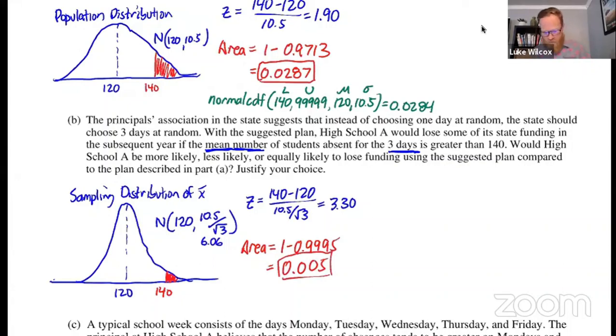Now, very important here, we need to make sure that we answer the question being asked, which is we want to know if it's more likely, less likely, or equally likely to lose the funding. Well, this probability we got here is much, much smaller. So we want to make it very clear here that the answer is less likely. And let's make sure we give a good justification here. Because the probability that we just calculated, 0.005, is much less than the probability we calculated in part A, 0.0287.